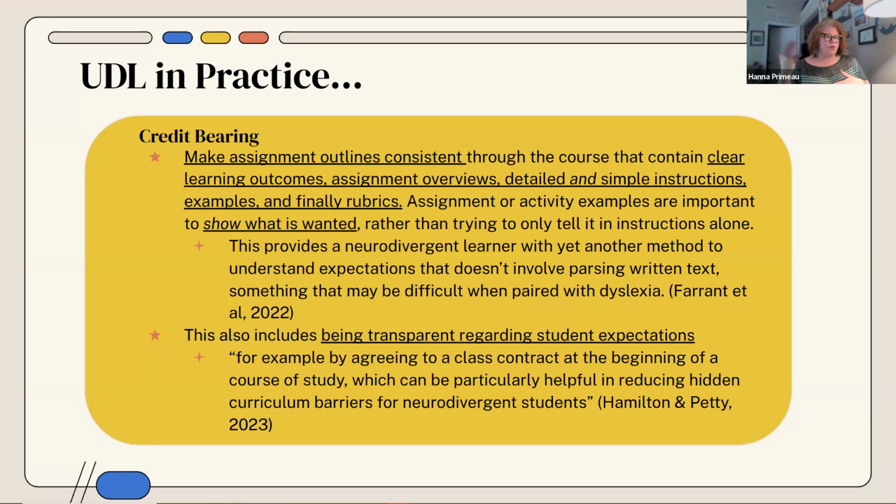It provides a neurodivergent learner with another method to understand expectations that doesn't involve parsing text if we give them an example of that final outcome. And perhaps someone with dyslexia is trying to do something on the fly. If they can see it, it makes it a little easier than just trying to parse through text. And this also means being really transparent. This is part of having rubrics. This is part of having detailed and simple instructions. An example we have is agreeing to a class contract at the beginning of a course of study, reducing hidden curriculum barriers for neurodivergent students. Everyone knows what we're doing here. We're trying to be as clear as possible about why we're all here today.